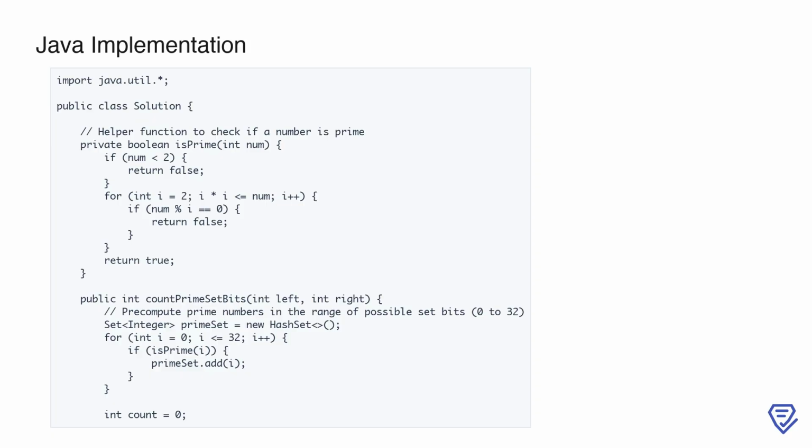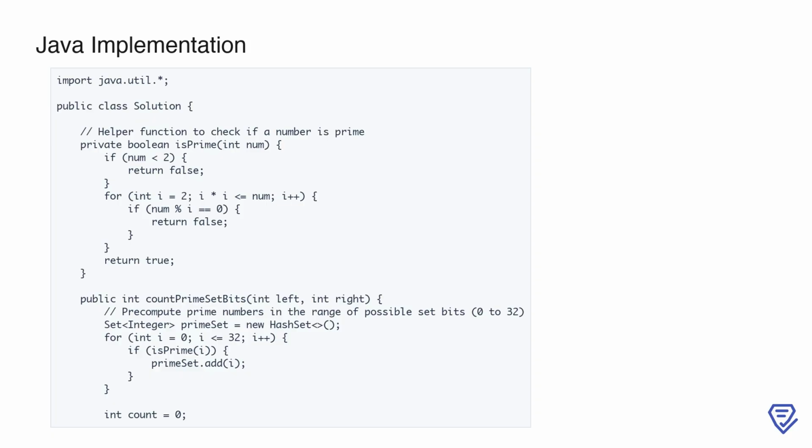Next, in the main method countPrimeSetBits, we pre-compute all prime numbers between 0 and 32, since the binary representation of integers will have at most 32 bits. Using a hash set, we store these prime numbers for quick lookup. This pre-computation helps optimize the process, as we avoid recalculating primes repeatedly.